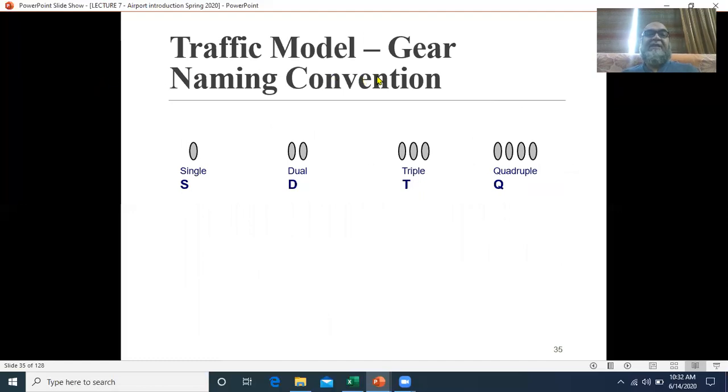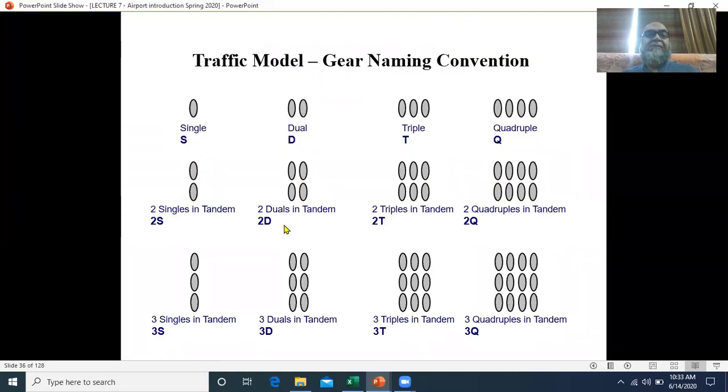So let's see the conventional naming convention of these wheels, or what we call a gear. There is a single tire, obviously single. If you have two tires, then we call it dual. Three tires, called triple. And four tires, we call quadruple.